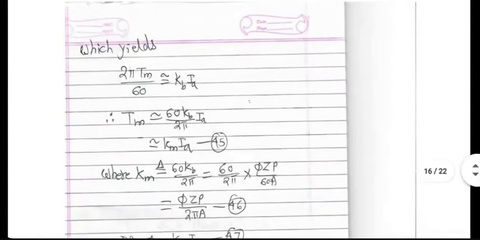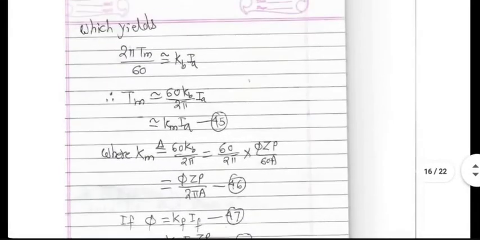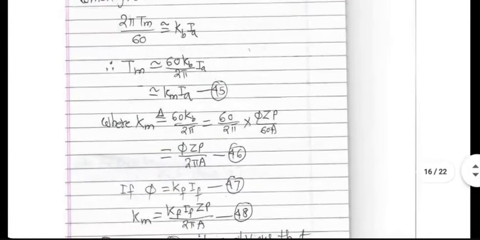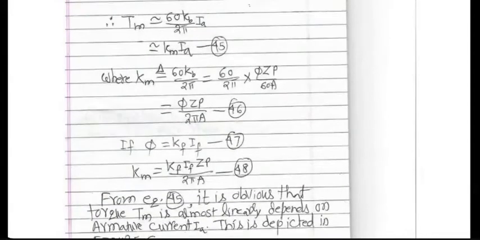Km can be figured out based on all this derivation, which turns out to be phi ZP divided by 2 pi A. And by chance, if phi is not constant and you are varying it also, then you can get phi equal to some constant multiplied by IF. In that case, Km will accordingly change to a different formula.